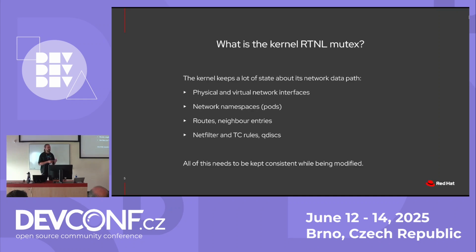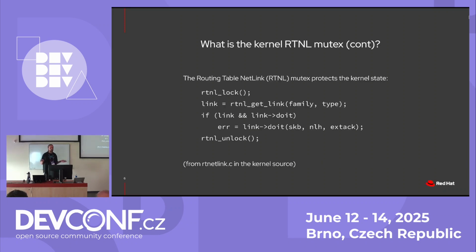And obviously, the kernel being one global monolithic application running at once, this needs to be kept consistent. And what do you do when you do parallel modifications of state to keep it consistent? Well, you have a mutex. The kernel RTNL mutex, the name comes from the routing table netlink, which is the configuration protocol you use to go to user space with. And it has one big mutex that protects kernel state.